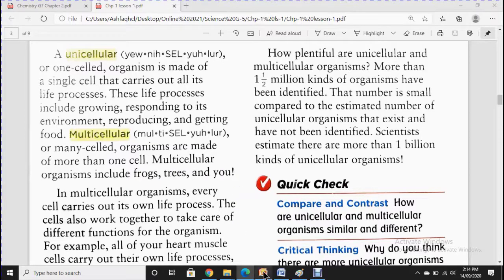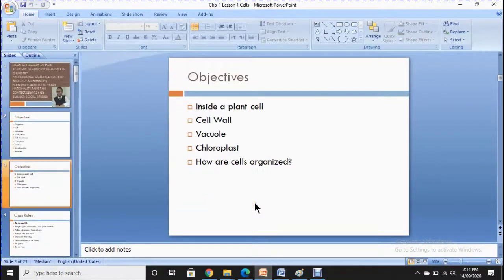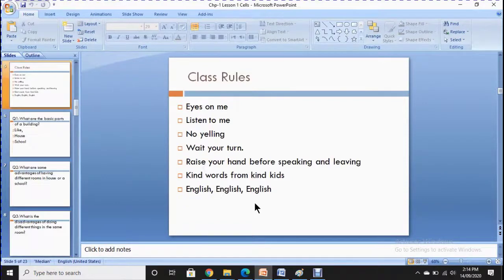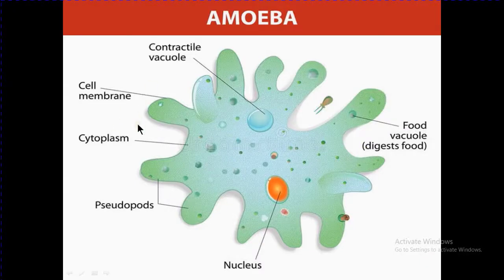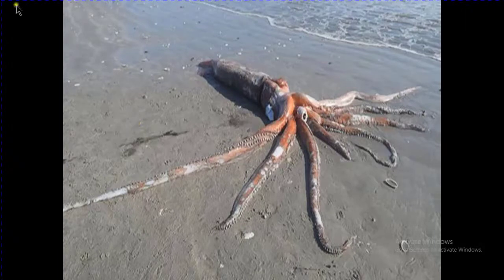Now here I'm going to share the slide with you where you can see the unicellular, like this, the amoeba that's in front of you. It is an example of a unicellular organism. Okay, now this is a giant squid, it is an example of a multicellular organism.